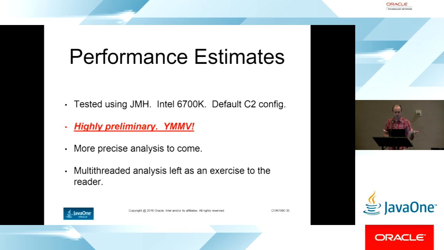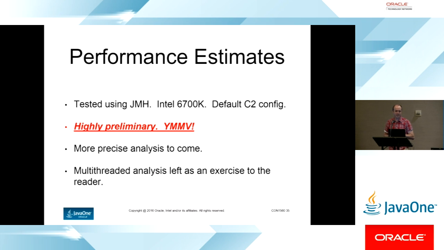Basically, with performance estimates, these will be checked into Panama. Some of these, the harness for this I think has been checked into Panama. I have to push up the actual code examples from this talk. Standard microbenchmark fare, use JMH. I ran it on an Intel 6700K, just my desktop. Default C2 configuration, so no disabling loop unrolling, no disabling superword, just to try to be fair.